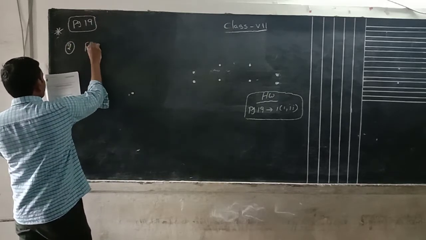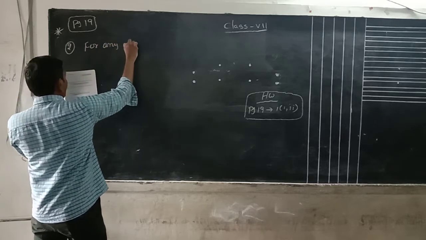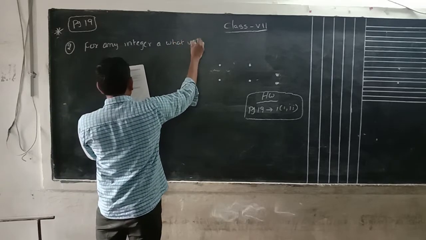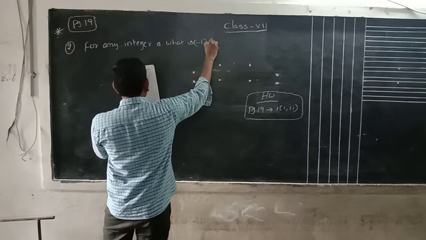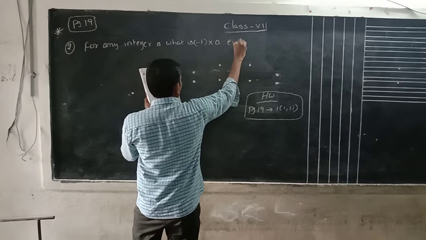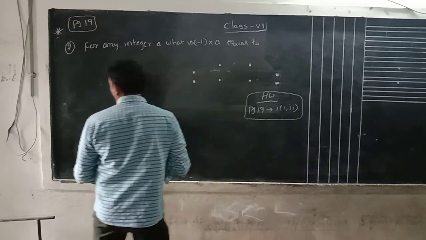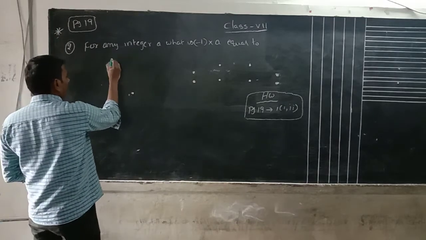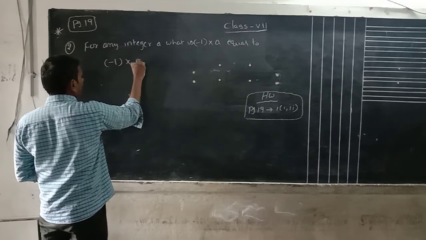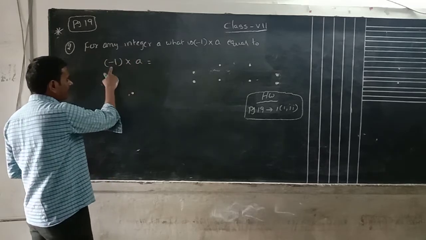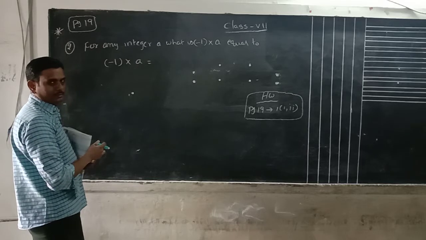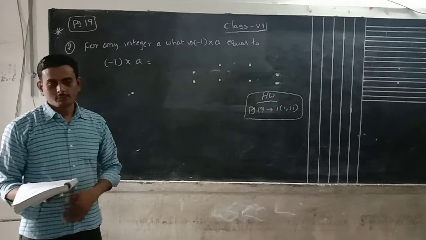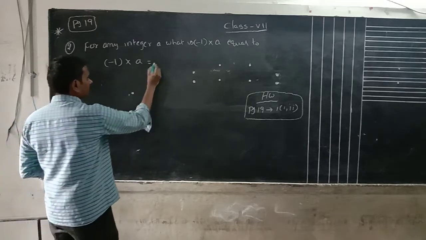For any integer a, what is minus 1 multiplied by a? Any integer multiplied by minus 1, what is the result? Integer means it is not only plus or minus, we don't know. So the result is plus or minus a.